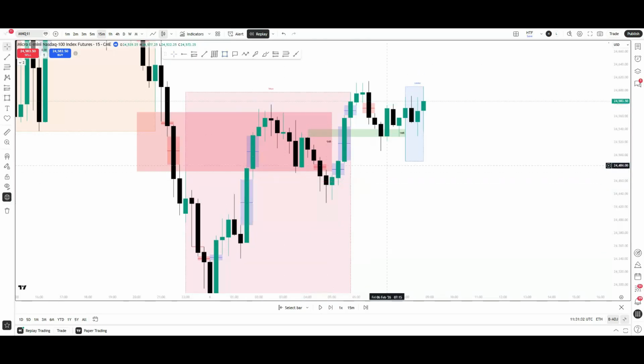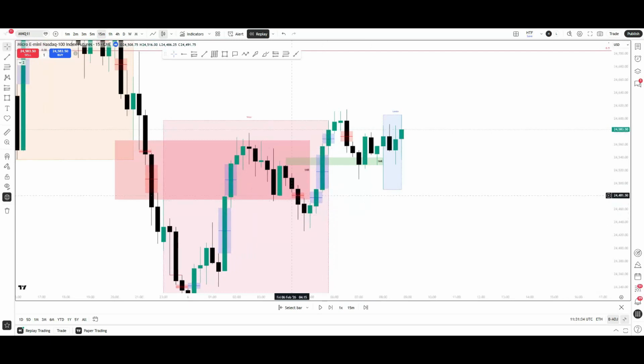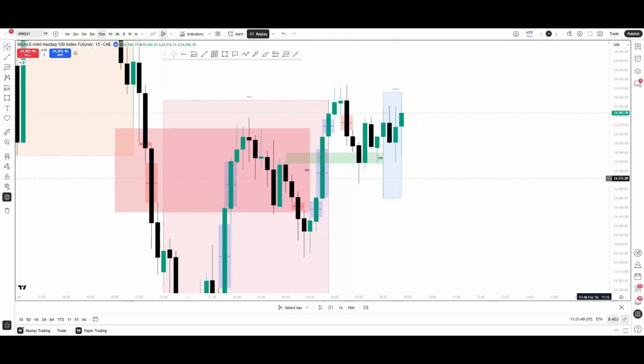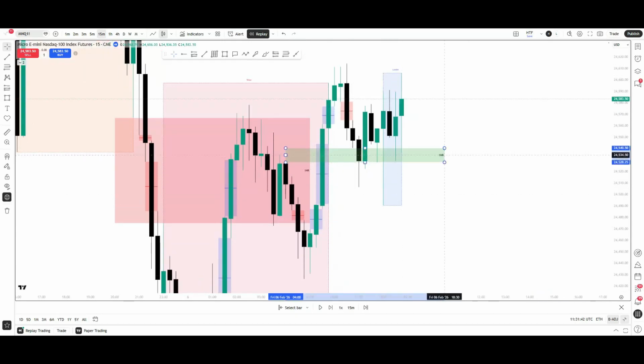And take off that. And then we pushed up and we inversed this 15-minute. We come down. This is again the 1 hour that we printed. And then we also have this, obviously, this large 15-minute bullish imbalance.